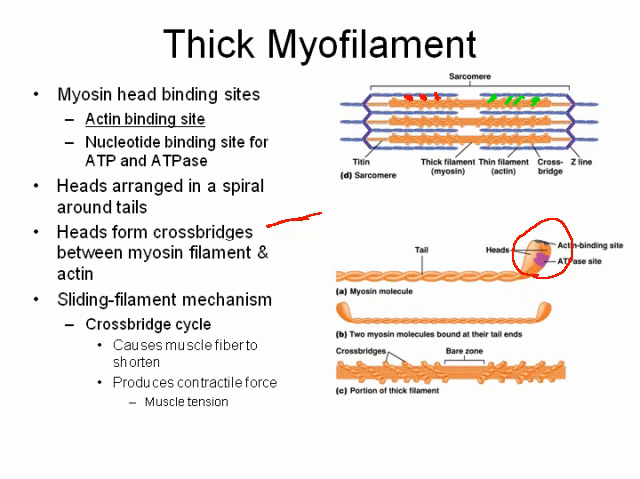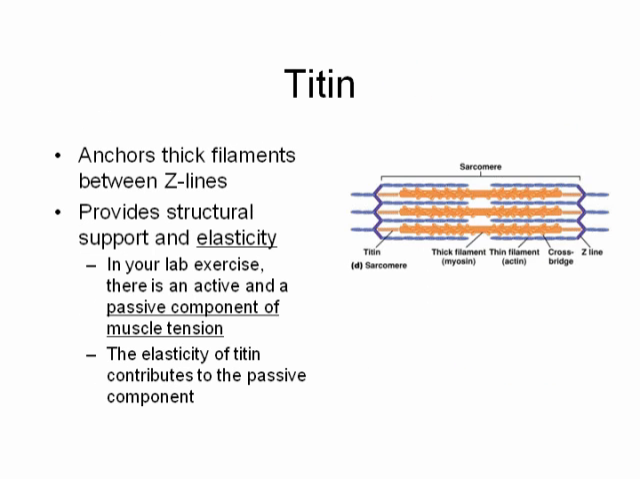These are what we refer to as cross bridges because they bridge the space across the area between the thick and thin filaments. And we're going to refer to the binding of these heads to the actin as the sliding filament mechanism, or a cross-bridge cycle, which is going to cause the muscle to shorten. We'll be talking about that more in a few slides.